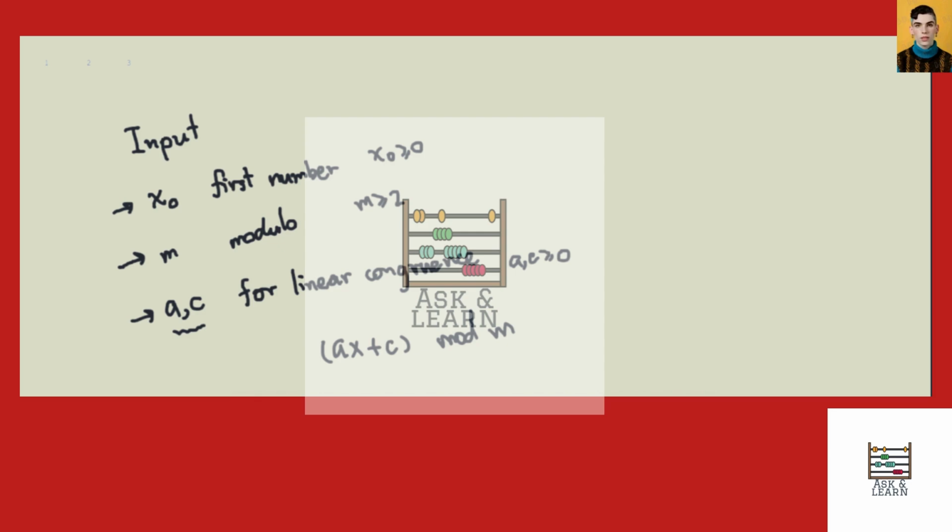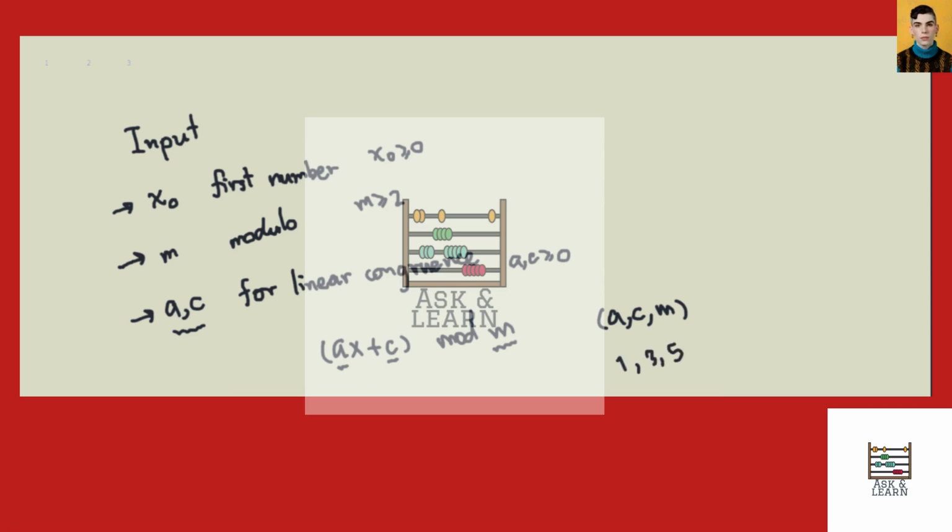So depending on A and C, the sequence of numbers we get may look more random or less random. So a good choice of A, C, and actually M as well, a good choice of these three variables will create a sequence that looks really like random numbers. Hence pseudo-random.